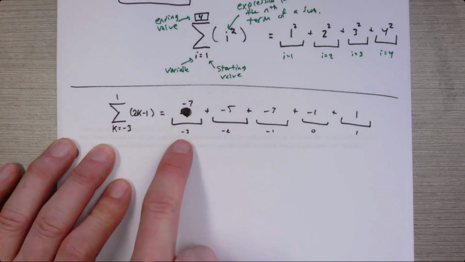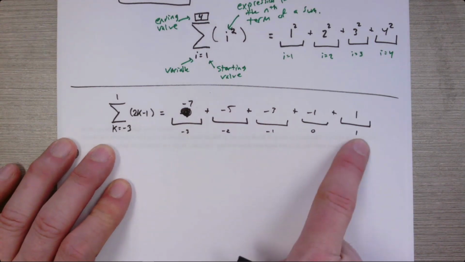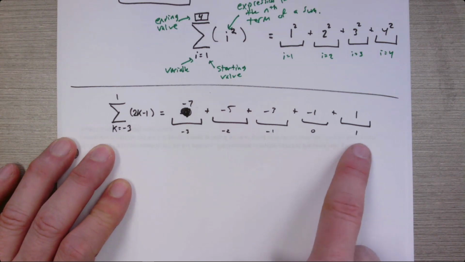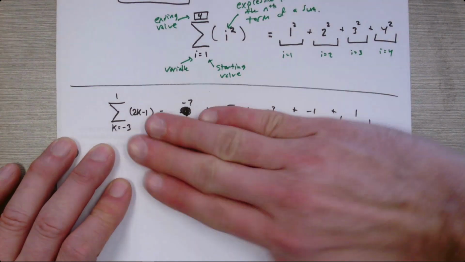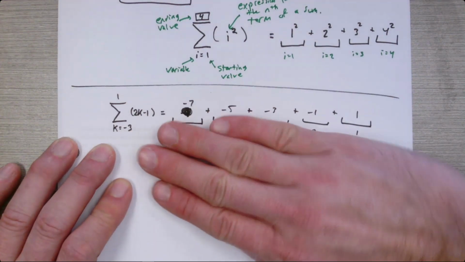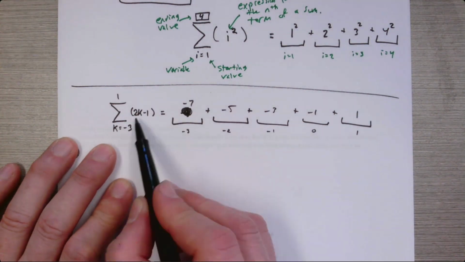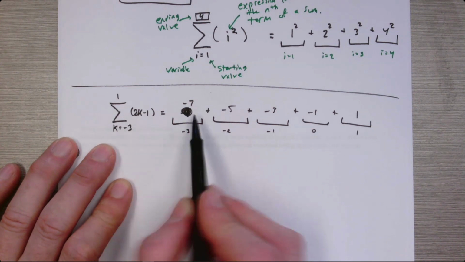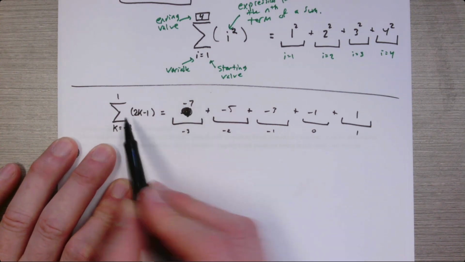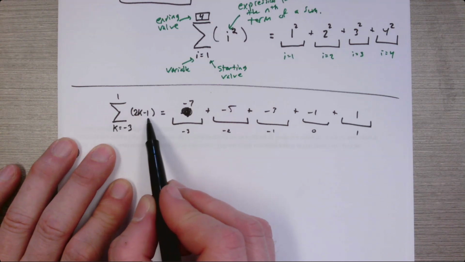I've been writing the values for k underneath these brackets. This is just to help you learn. That's not part of the notation. So once you're good at this, you won't write that part. You'll just know what to do. But if I do -3 times 2, that's -6, minus 1 is -7. -2 times 2 is -4, minus another 1 gives me -5.